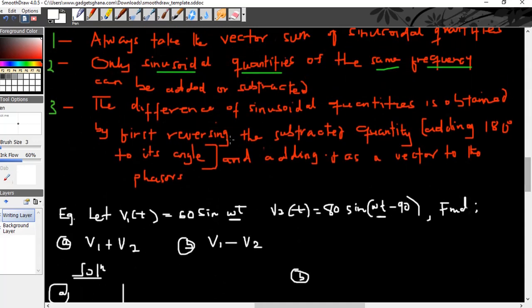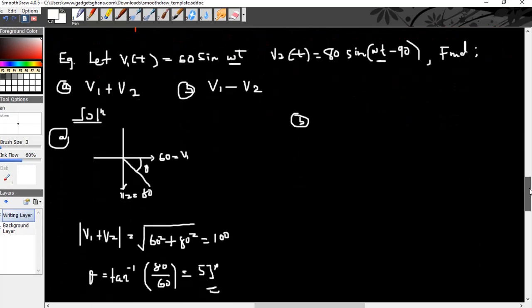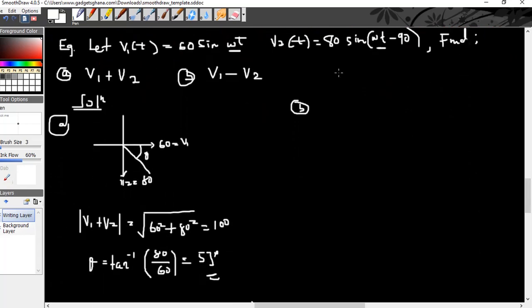Now let's look at the third point. That's when we take the difference and take the reverse by adding 180. You can notice that v2 is negative, so we have to take the reverse. So you have v1 minus v2, that's the main question. This is how you take the reverse: v1 minus v2 is the same as v1 plus, open bracket, minus v2.